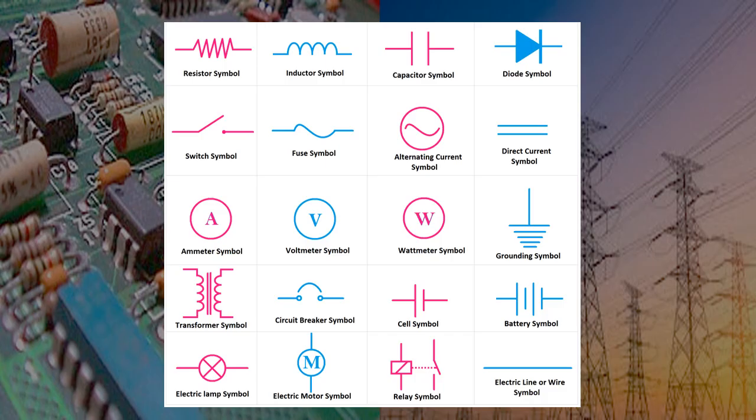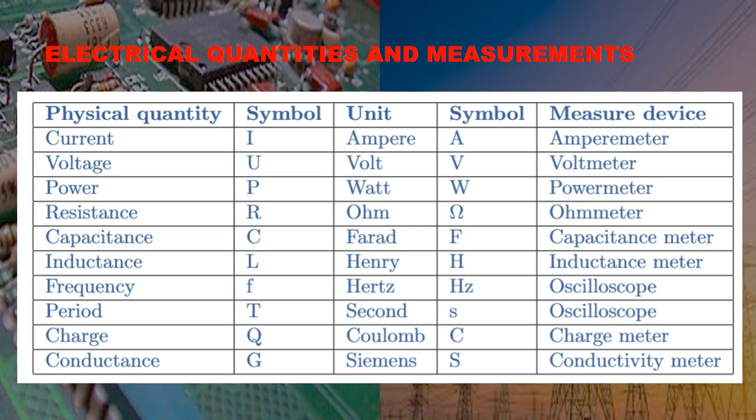Relay is also one of the protective devices, and it also controls the flow of current in a circuit. So later when we do advanced circuits like control circuits and electronics, we look at the function and how a relay works in a circuit. And then the electrical line or wire symbol, a straight wire, whatever. Okay, so basically these are the electrical symbols.